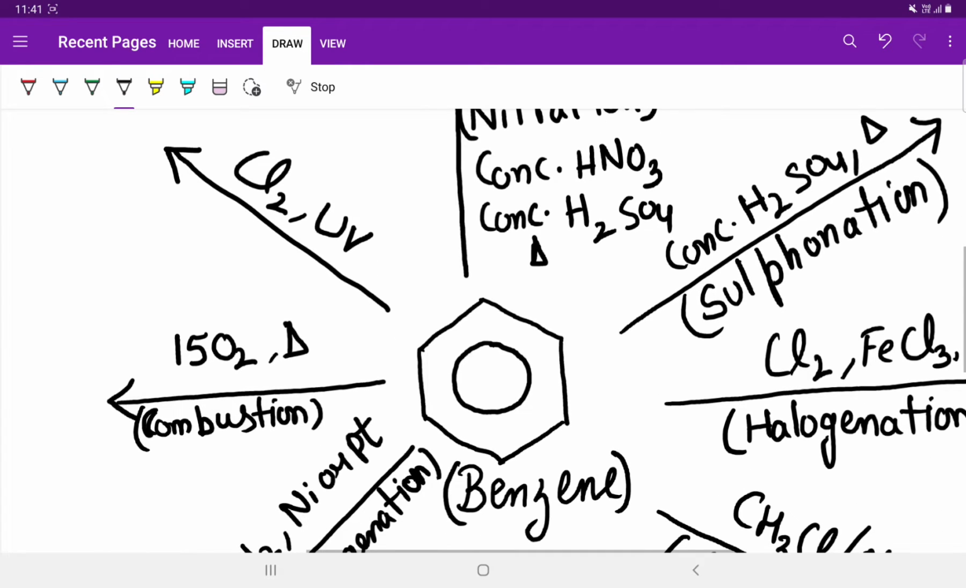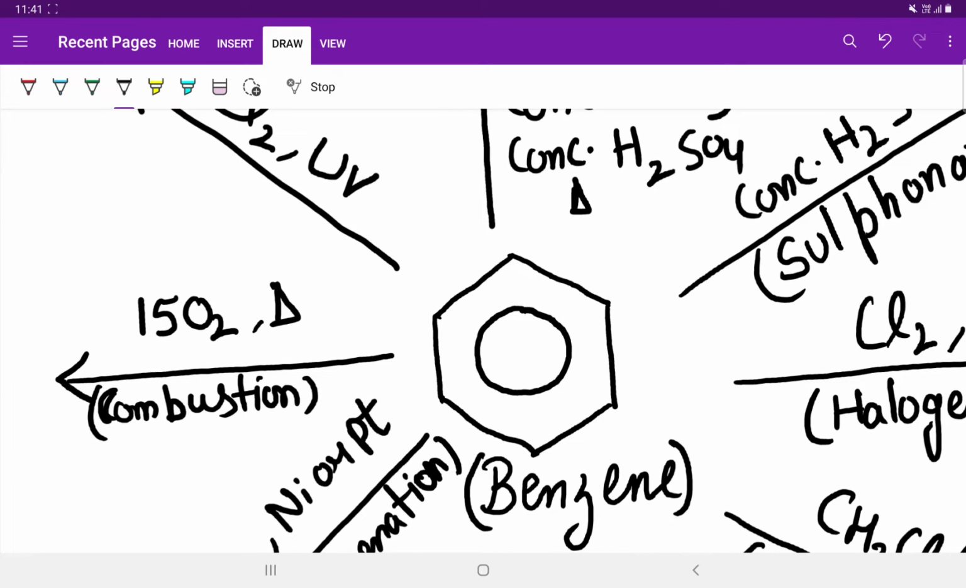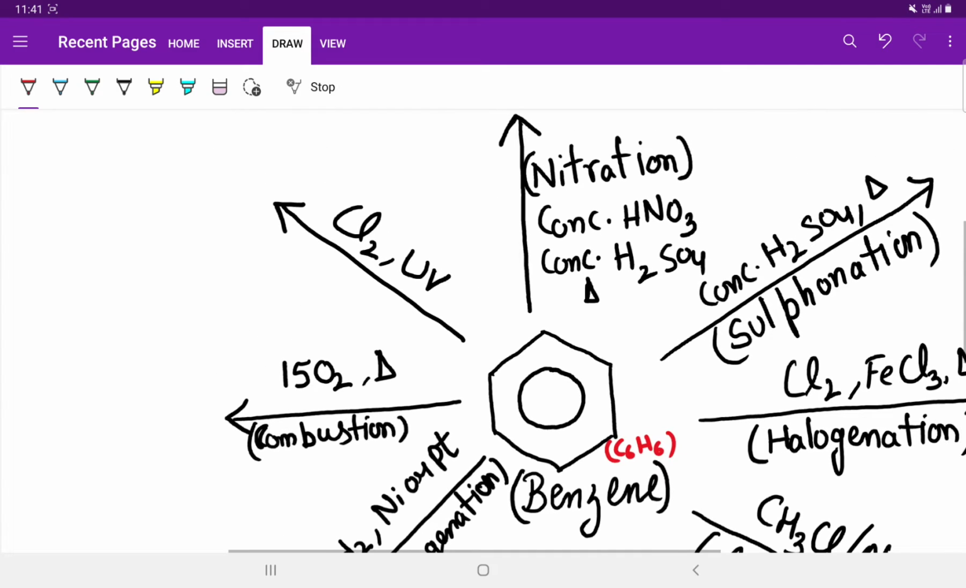So now let us start with the benzene. This is the structure of benzene, and you all know that its chemical formula is C6H6. Now let us start with the first property, that is the nitration.